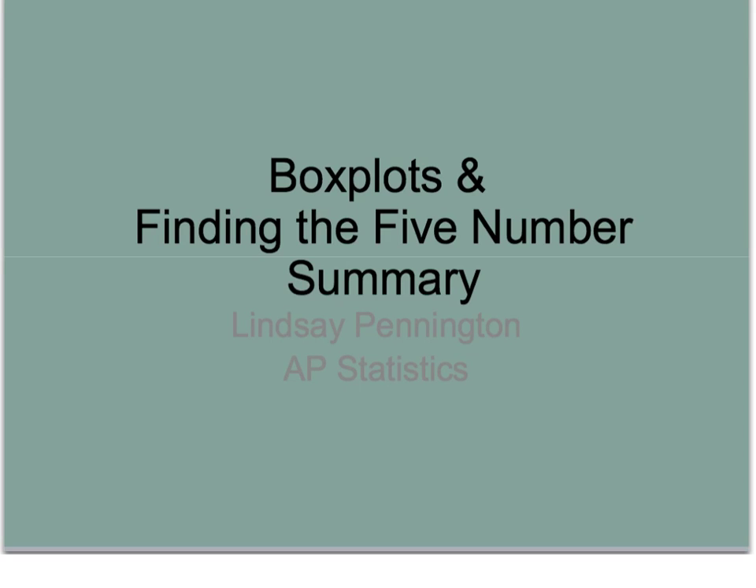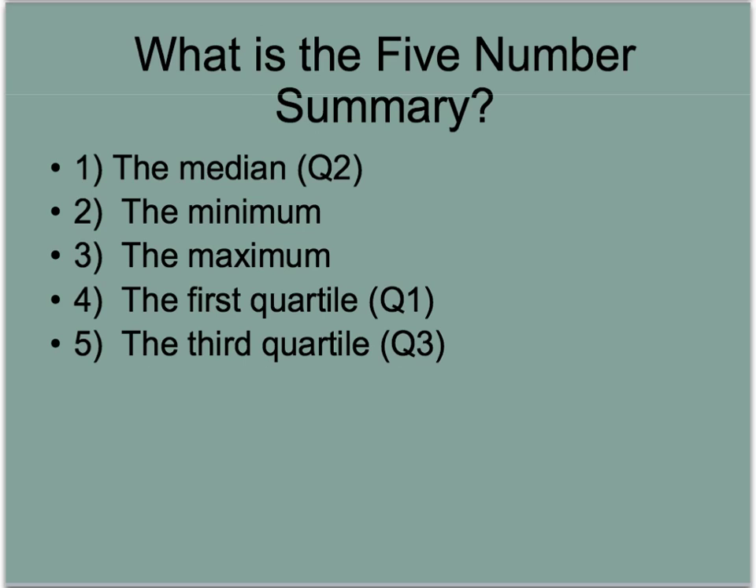Okay, tonight's video is going to be about box plots and finding the 5-number summary. You need to know how to find the 5-number summary in order to make a box plot. The 5-number summary consists of these 5 different numbers: the median, the minimum, the maximum, the first quartile, and the third quartile. And the median is also known as the second quartile.